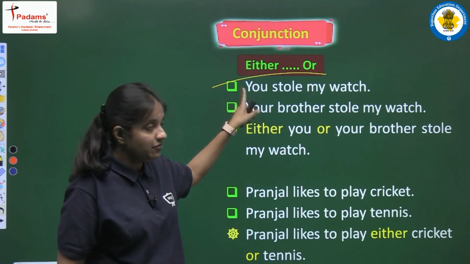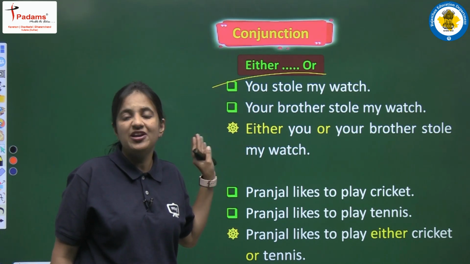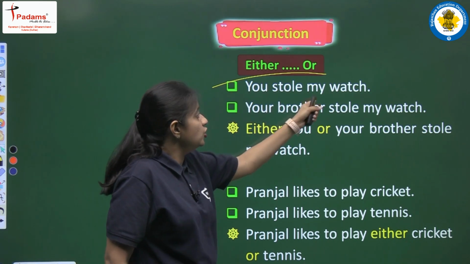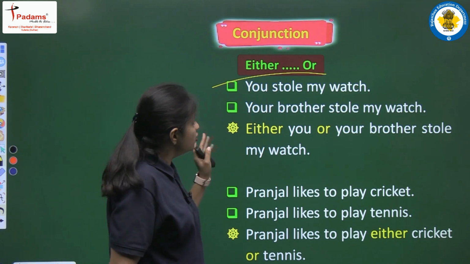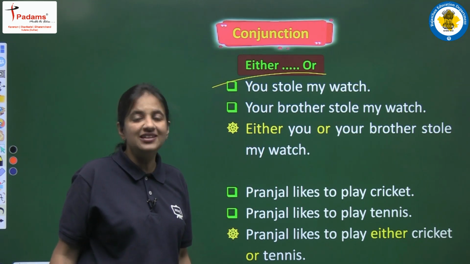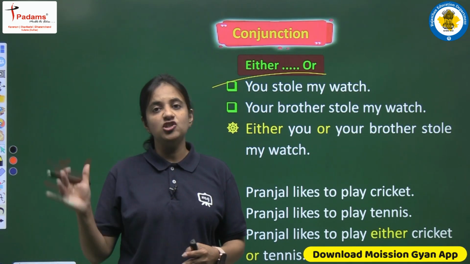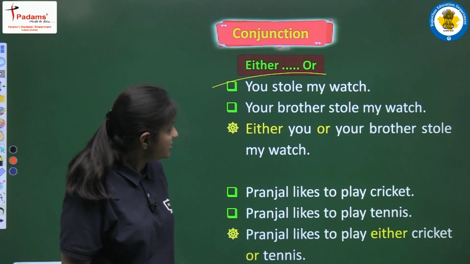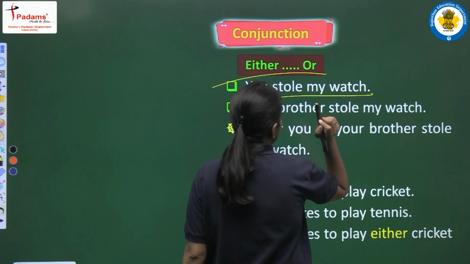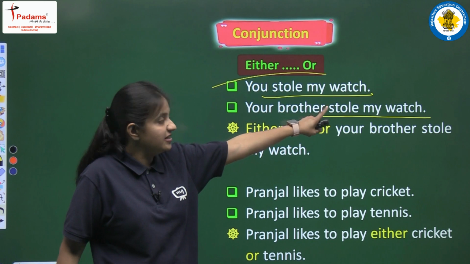So yes, we are having two sentences and we have to join them into one. So let's see how we can write. So first of all let's read the sentences. The first is you stole my watch. Second is your brother stole my watch. So now again we can notice here that some part of the sentence we are having common and some part is totally different. So first of all let's try to understand the common part that we are having. So what is the common part? The common part is stole my watch, right? So this is the part that is present in both the sentences.